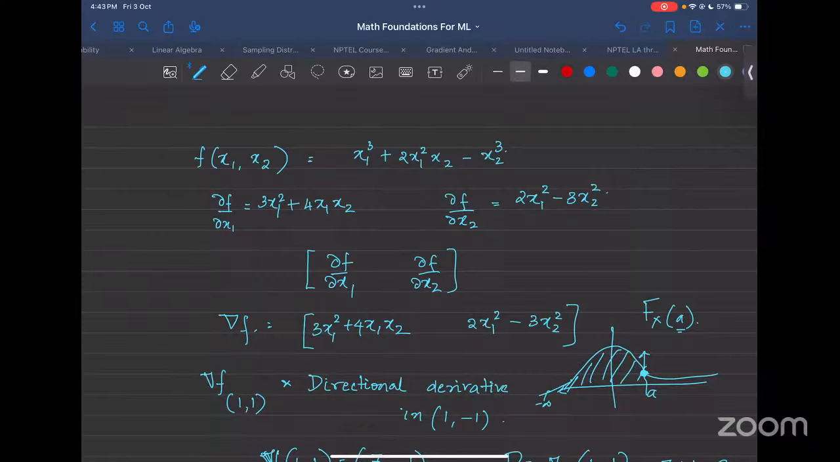When you have functions of multiple variables, it is really difficult to do it this way, because you will have derivatives along each and every direction. The rate of change can be along each of the directions. Therefore, what you do is you get into the idea of gradient.